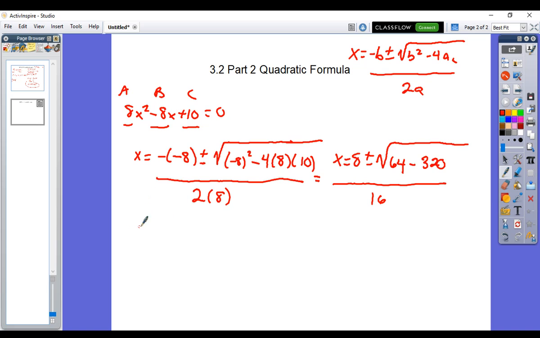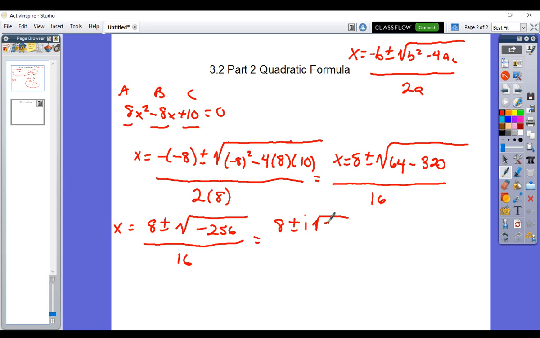We kind of dealt with this before. So we got x equals 8 plus or minus the square root of a negative 256 all over 16. Now remember, see this negative sign? We worked on that in the last assignment. We got to take that out. When you take that out, that becomes an i. So we got 8 plus or minus i radical 256 all over 16. Now, 256 does have a square root.